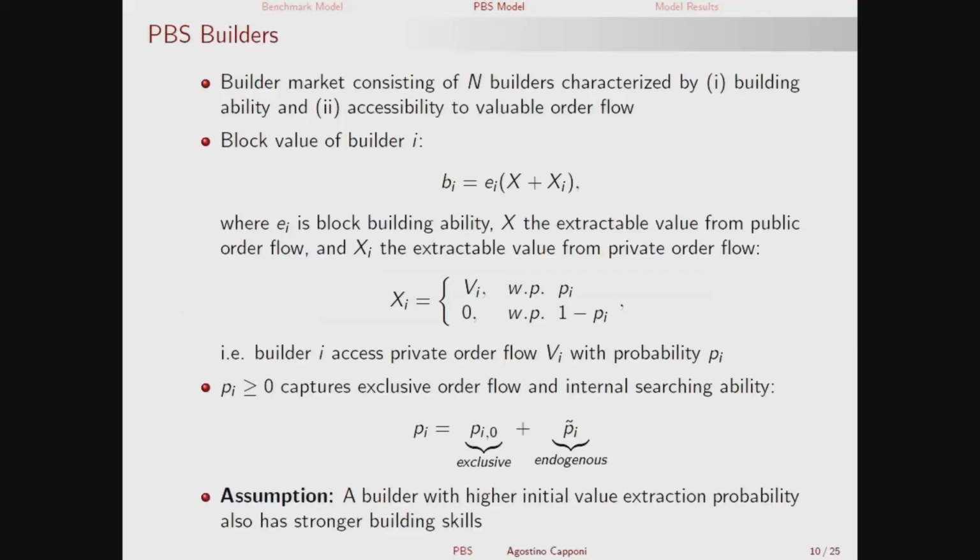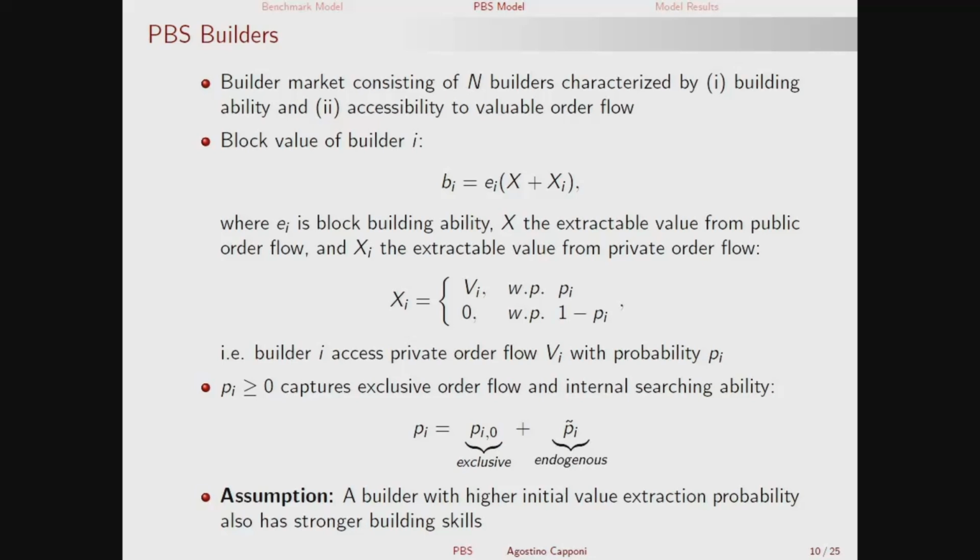Now I want to discuss the PBS model. The PBS model is basically a model where we have both validators and builders. There are n builders, so it's a competitive market, and their characteristics are how good they are at building blocks and how good they are at accessing order flow. So the value of block builder i is equal to A_i, which captures its block building ability and is idiosyncratic to the specific builder, times the accessible order flow that they have, which could come from public transactions, which is X, and private or exclusive order flow, which is X_i.